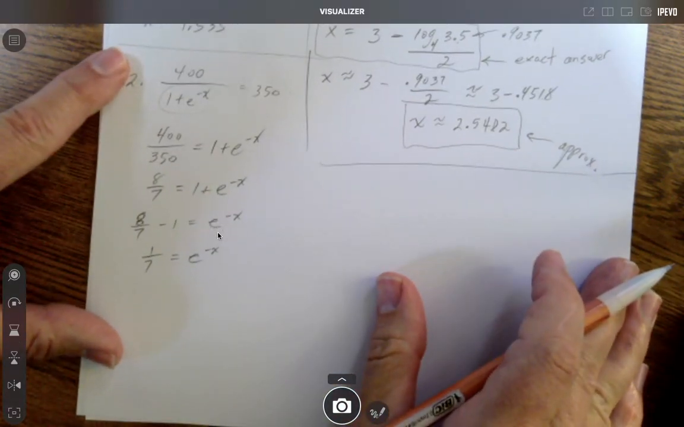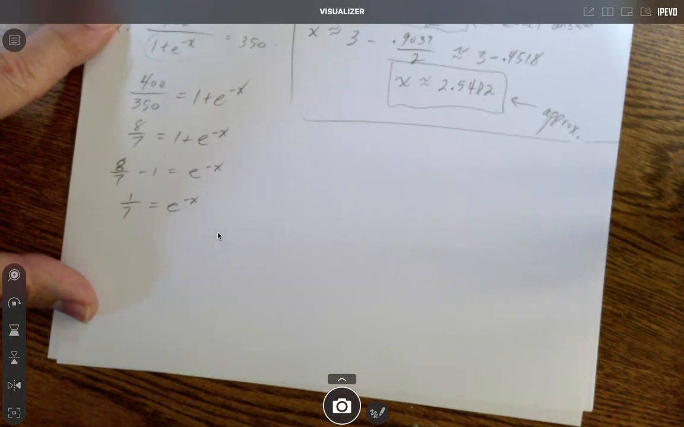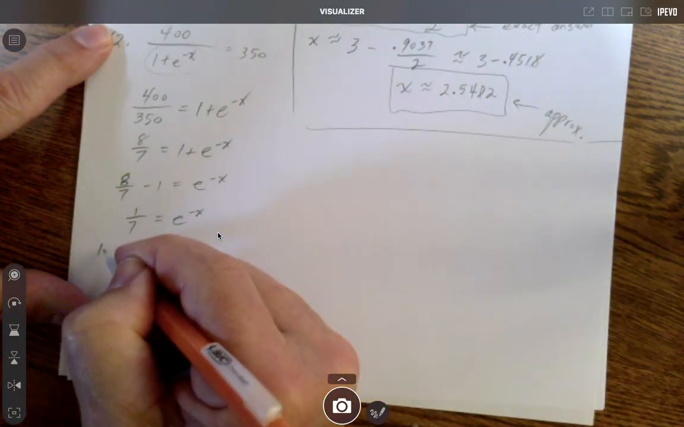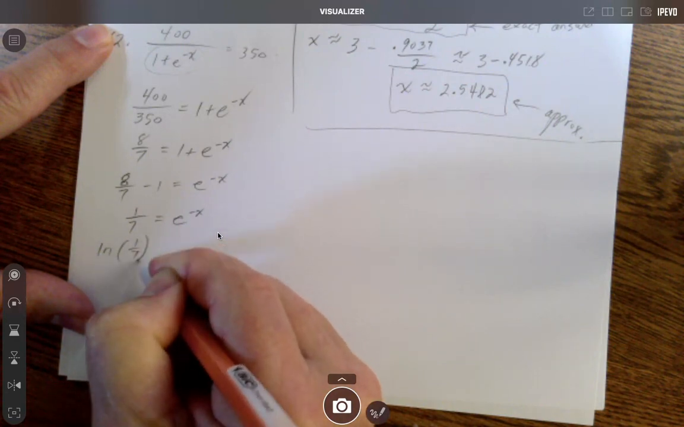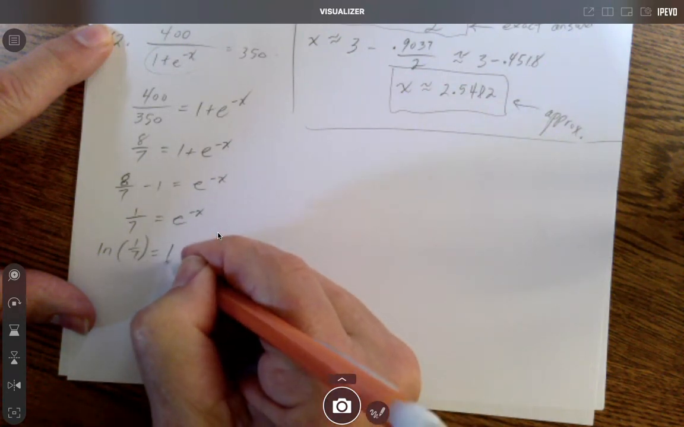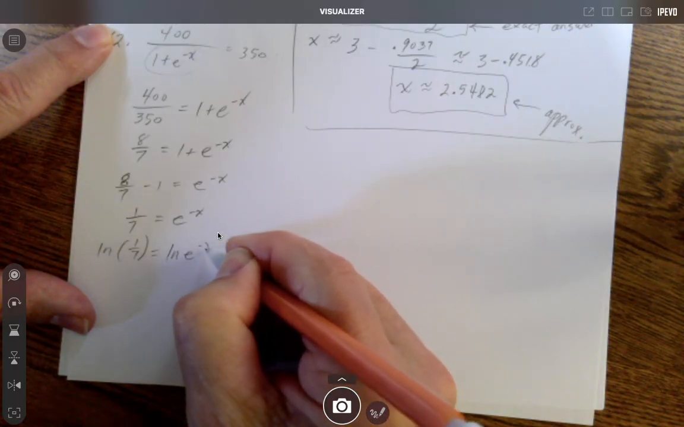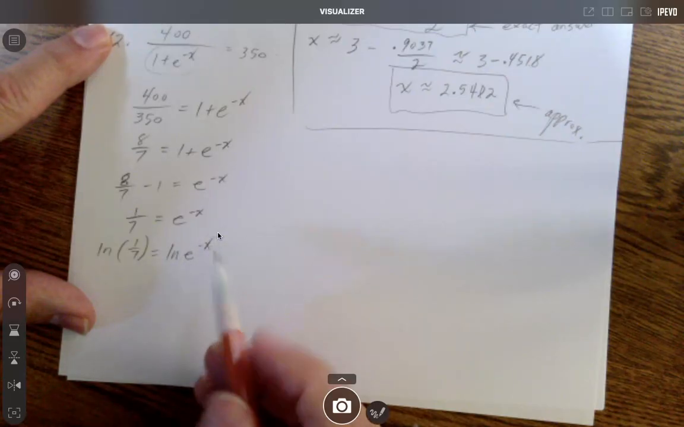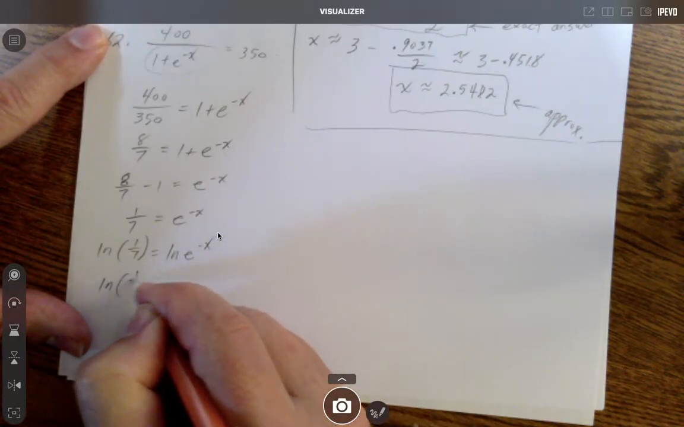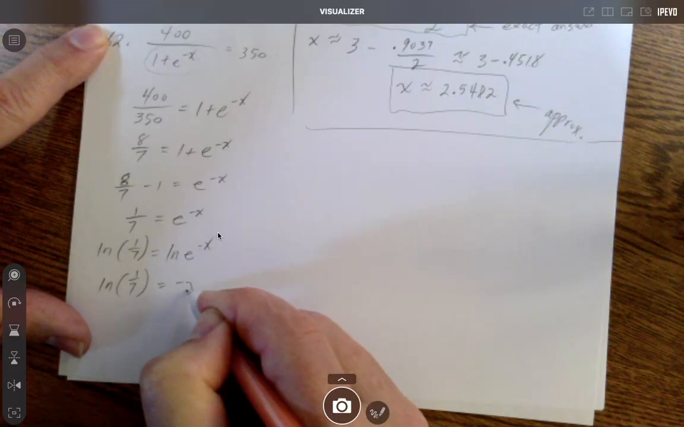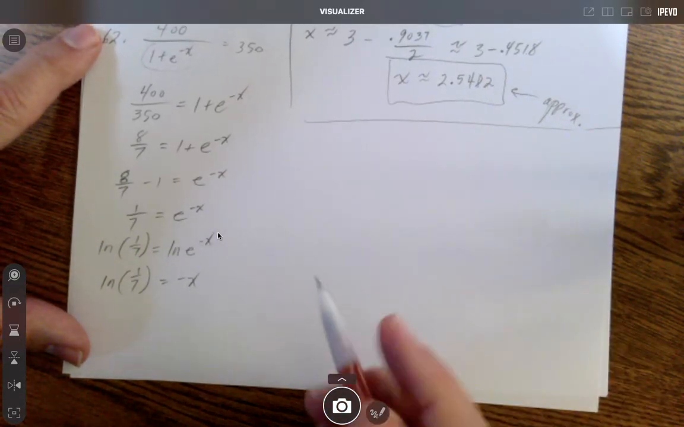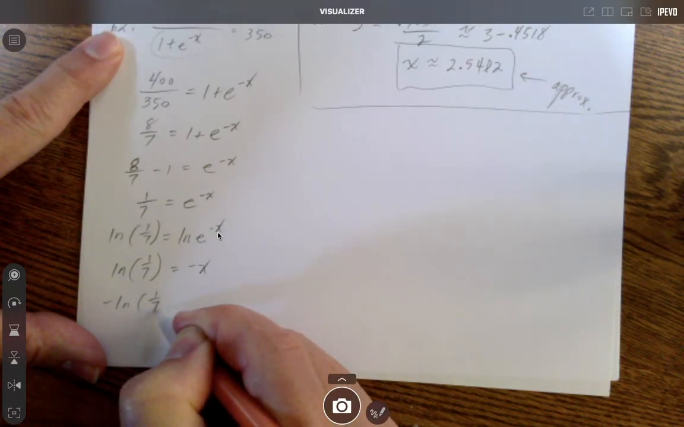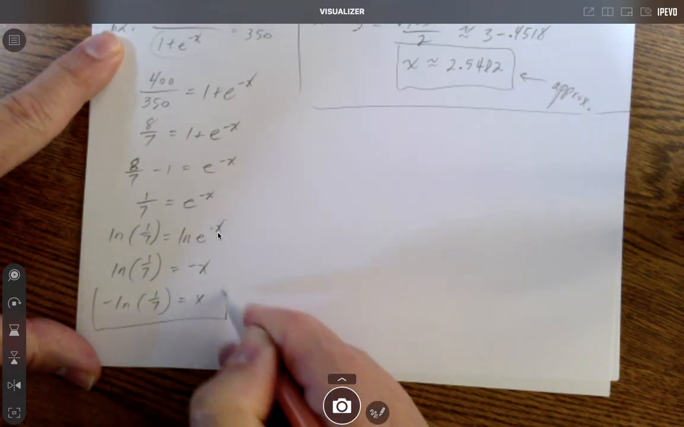All right. So now, since this is base e, I can simply take the natural log of both sides. And now, since we have base e of e, I just get negative x for this side. Now I could just switch the signs. So the negative natural log of 1/7 is x.